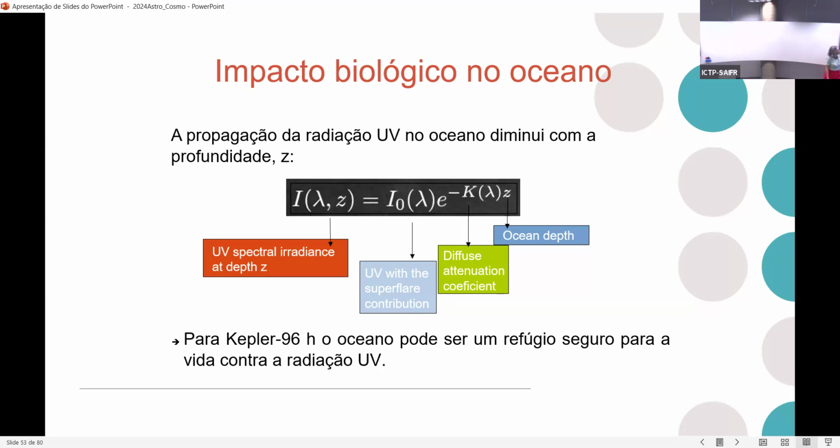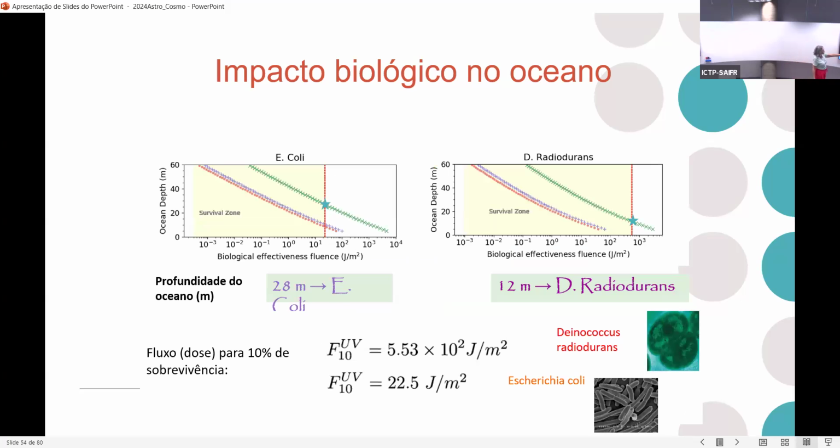So we went ahead and estimated what the depth would be that the bacteria had to be at, so that there was enough water to filter all this excess ultraviolet flux from the super flare. For Escherichia coli, the bacteria would have to be below 28 meters of water. For Staphylococcus, 12 meters would suffice. So this is well within the photic zone, where there was enough light from the sun coming to this depth of water. So we could explain it if there was a hypothetical planet.